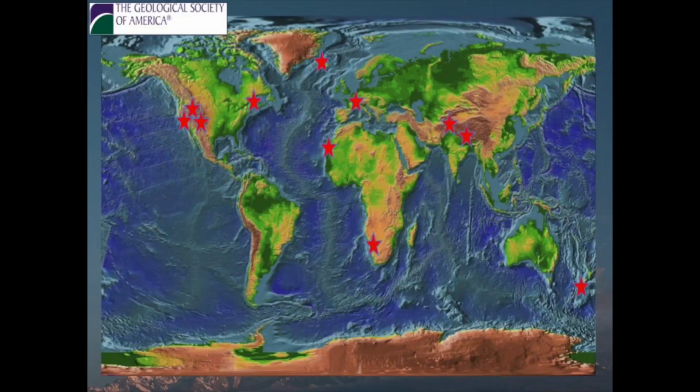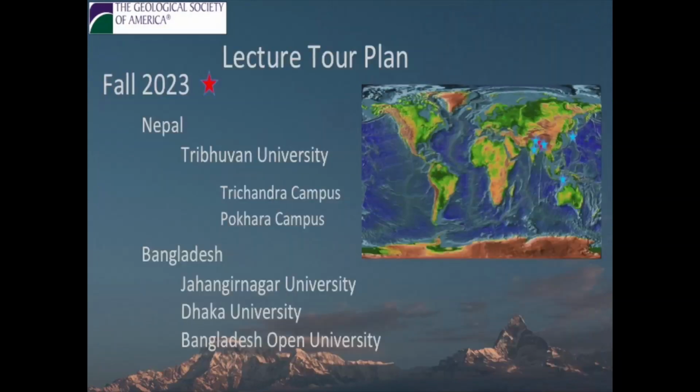I show it because my work focuses on mountain belts, and the color shading is reflecting the topography, the shape of the Earth's surface. So the brown areas are the areas of high relief and high elevation. And so those are the mountain belts that have attracted me. I'm actually starting right here in Bangladesh.